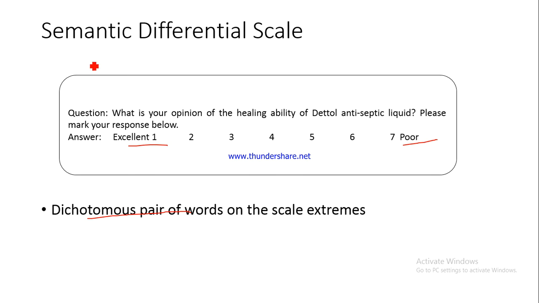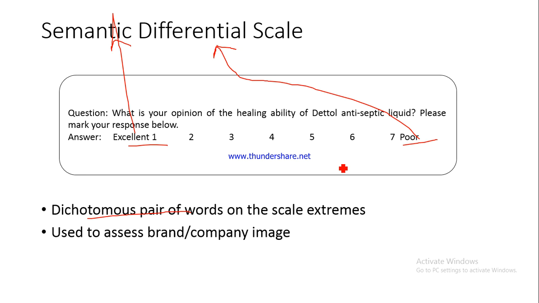Why is it called semantic differential? Because there is a difference in terms of meaning. In terms of the language, there is a difference between excellent and poor, and that is why it is known as the semantic differential scale, right? Many times it is used, apart from being used for attitude assessment, for assessing the image of a particular brand or of a company, right?